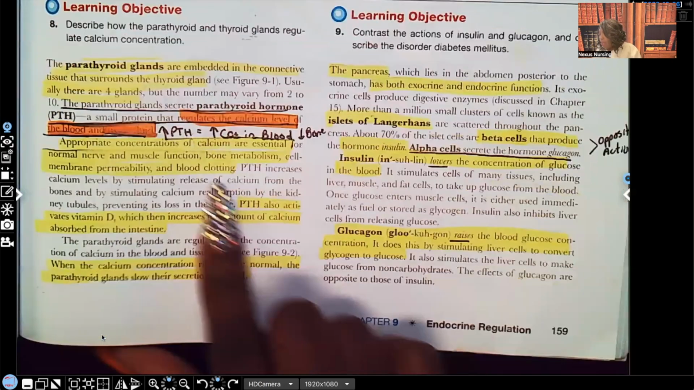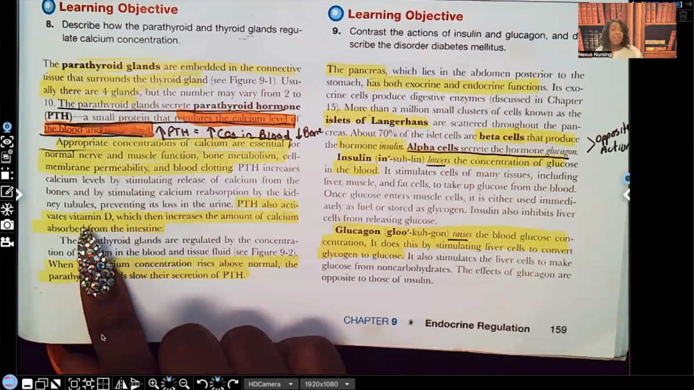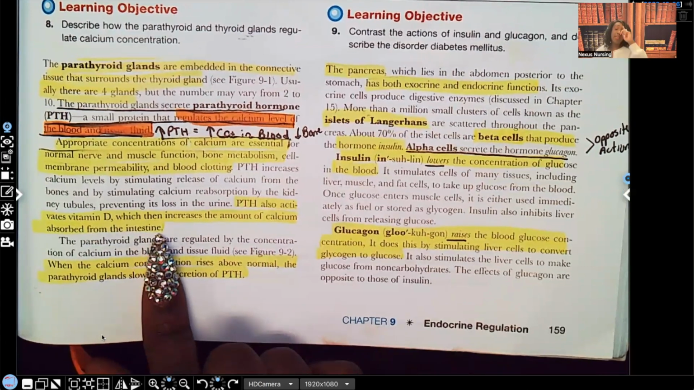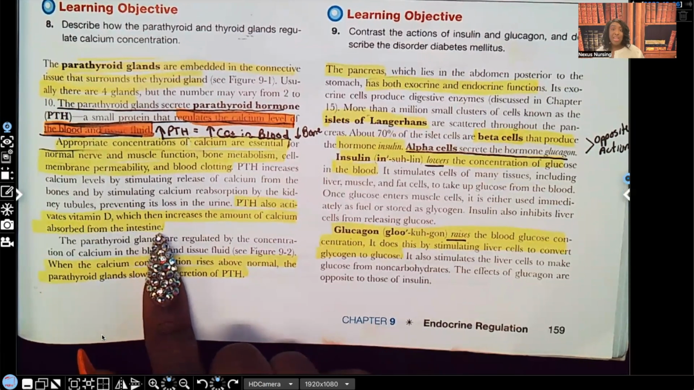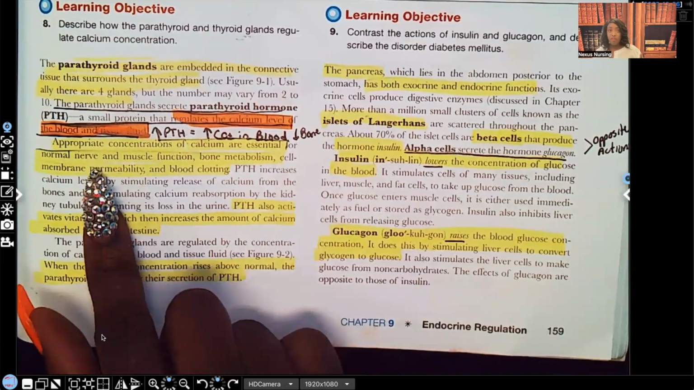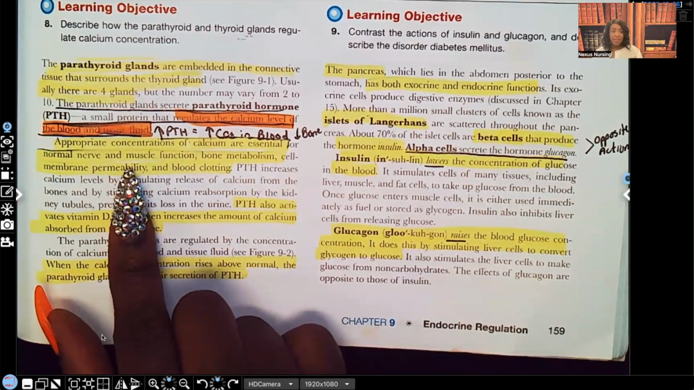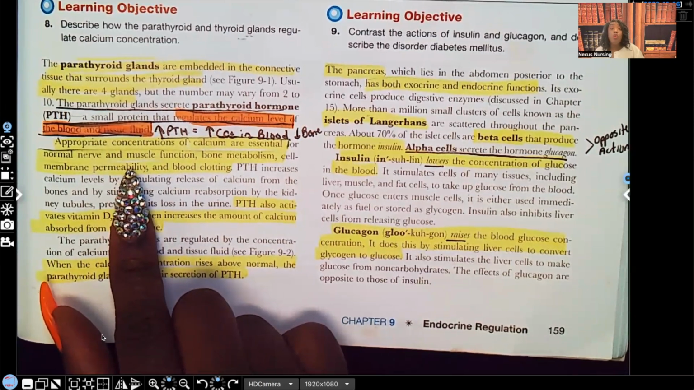Parathyroid hormone also activates vitamin D, which increases the amount of calcium absorbed from the intestine. Here's the thing, guys. You can have as much calcium as you want, but if you don't have vitamin D, you're not going to absorb that calcium, and it's not going to do what it's supposed to do. Look at everything it's responsible for: nerve function, muscle function, bone metabolism, clotting. You need vitamin D in order to absorb the calcium. It's not enough to have calcium; you need the vitamin D to absorb it.